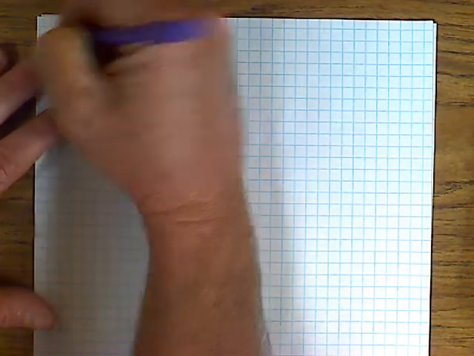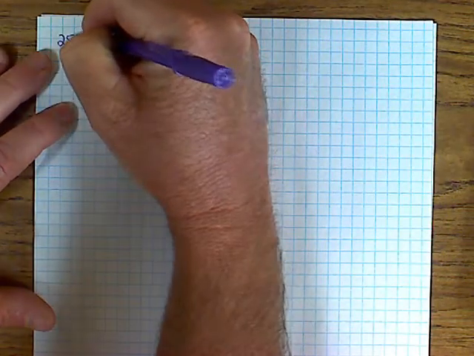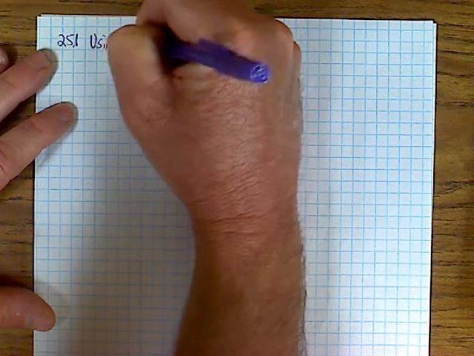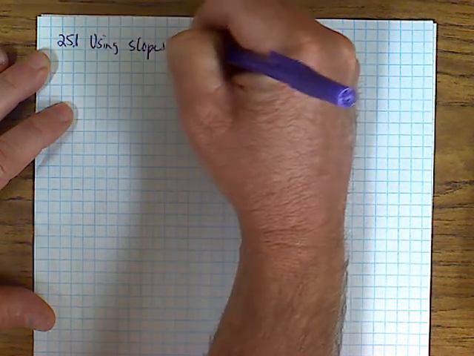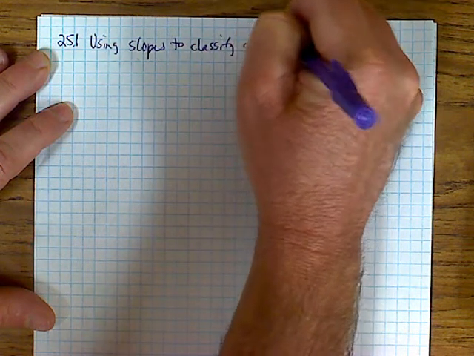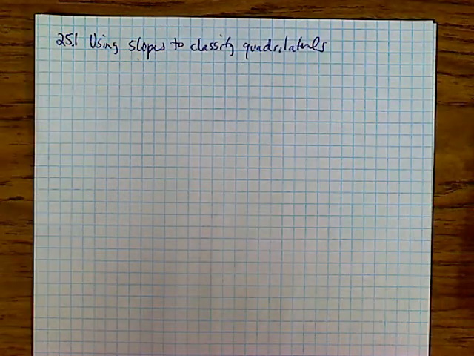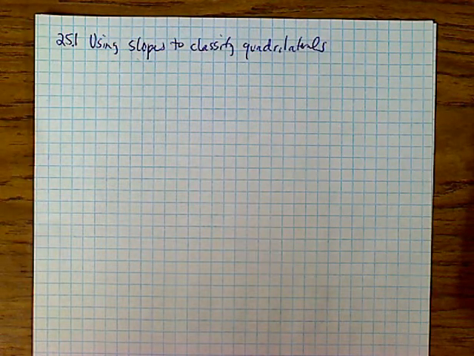This is section 25.1, which is on using slopes to classify quadrilaterals. Again, this is pretty hard, okay, pretty tough.